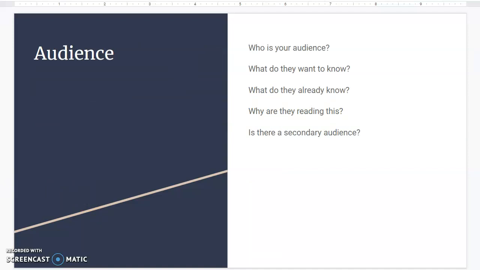You want to know who your audience is. You want to get a feel for what they want from your writing. You as the author have to design your writing to the audience. Nobody wants to waste time. They don't want to read a lot of stuff they already know or don't care about. So you want to tailor your writing to the audience.